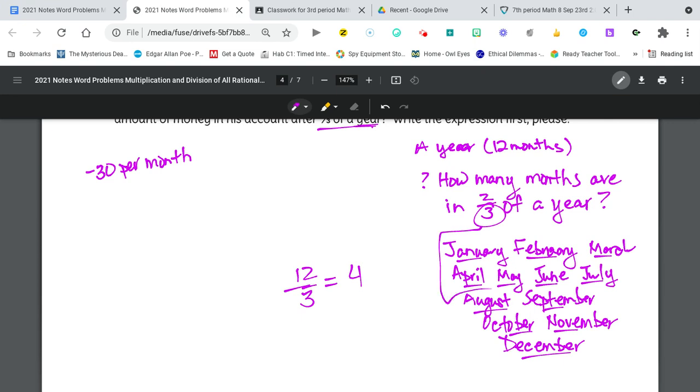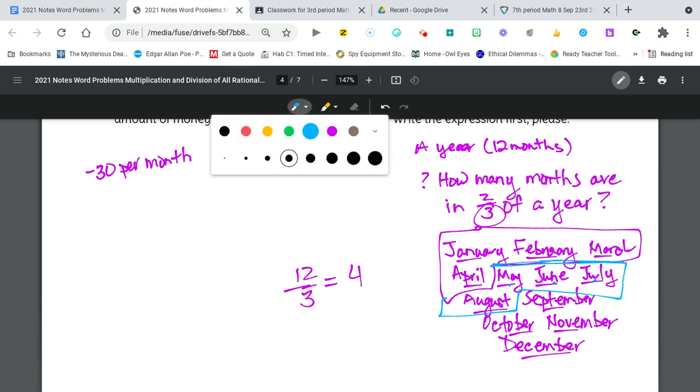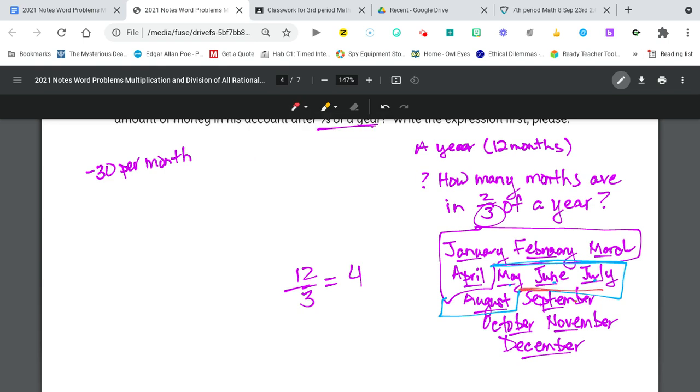Okay. So that's a third. And I got 4 more things. 1, 2, 3, 4. That's a third. And let's do red. 1, 2, 3, 4. This is a third. So I got 12 things split into thirds. So it's going to be 4 months is a third. But I'm not looking for a third. I'm looking for 2 of those thirds.